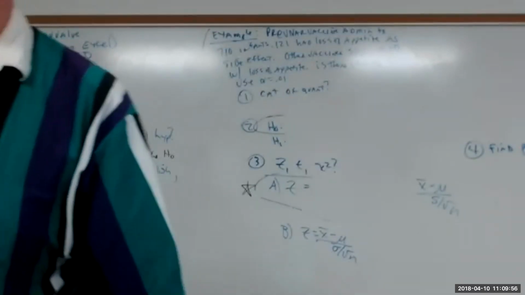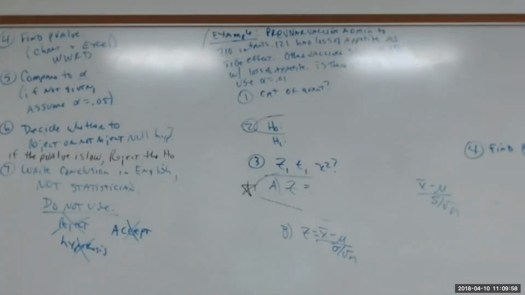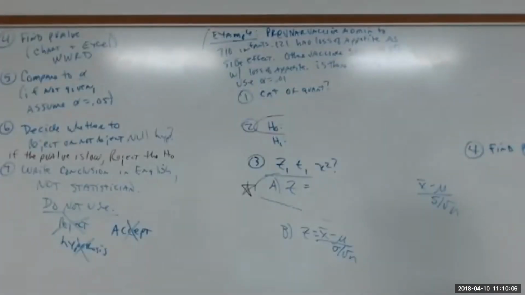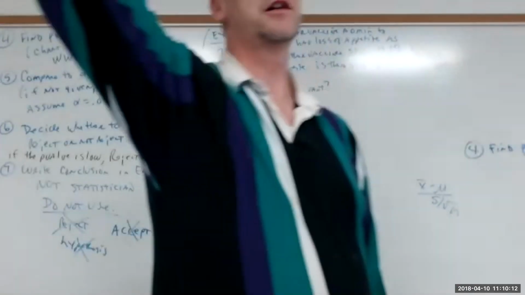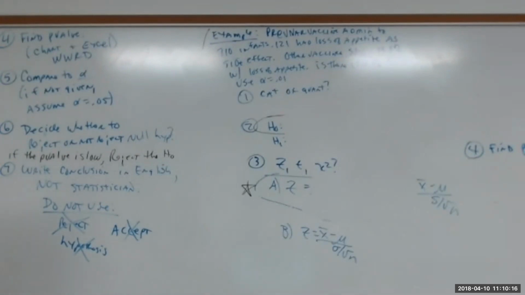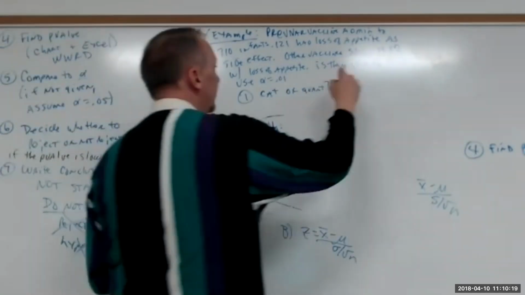First question is, are the data categorical or quantitative? How many vote quantitative? 1, 2, 3, 4, 5, 6, 7, 8, 9, 10, 11, 12. I'm going to say categorical. Nobody? Everybody got it wrong again. It's categorical.